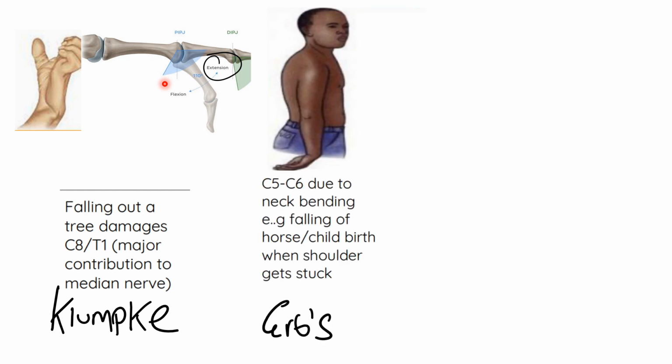Okay, and the other pathology you might have heard of is called Erb's palsy. That occurs when C5, C6 have hyperabduction, basically. For example, falling off a horse, or when a baby's shoulder is stuck in childbirth. This is also called waiter's tip, because it's like a waiter asking for a tip. And the way I remember it is that you ask your waiter to bring you herbs to your table, right?